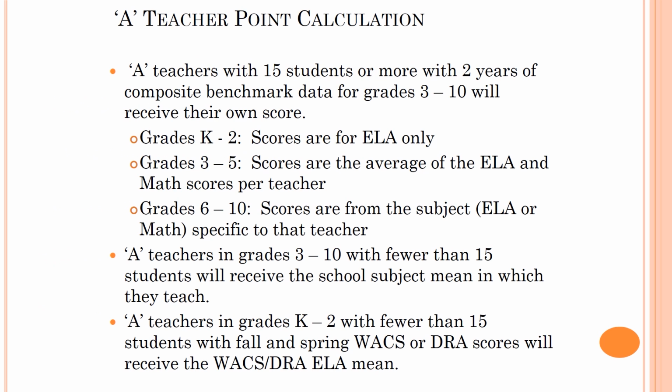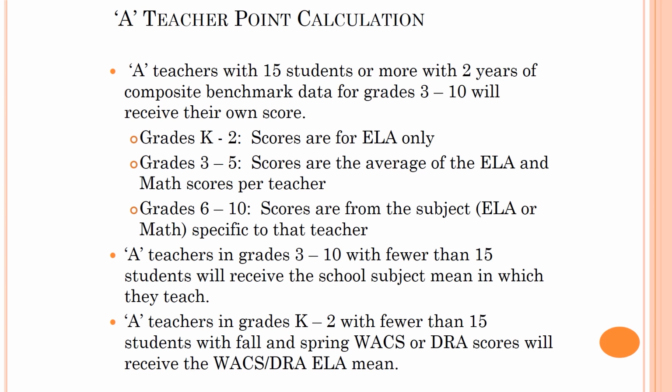A teacher points are calculated based on the role that the teacher has in the school. A teachers with 15 students or more with either 2 years of benchmark data in grades 3 through 10 will receive their own score. Grades K through 2, scores are for ELA only. Grades 3 through 5, scores are the average of the ELA and math scores per teacher. And grades 6 through 10, scores are from the subject, ELA or math, specific to that teacher.